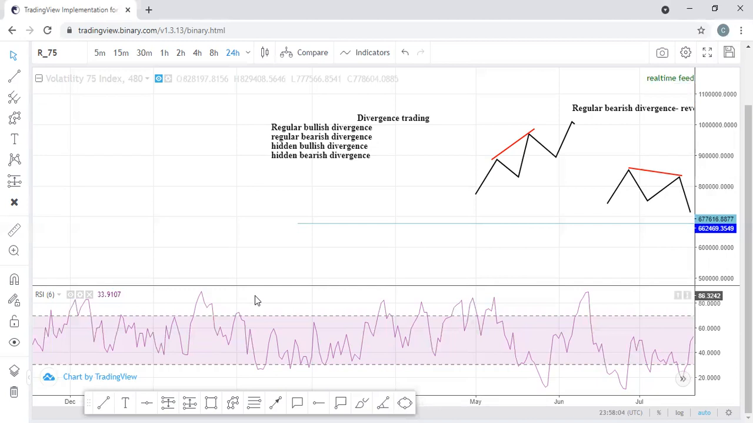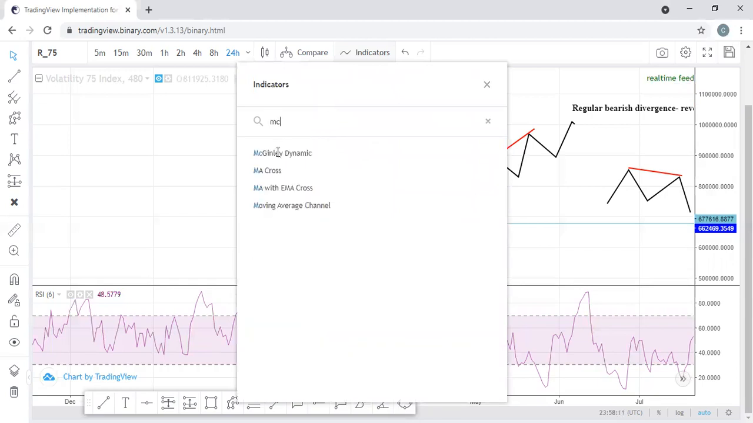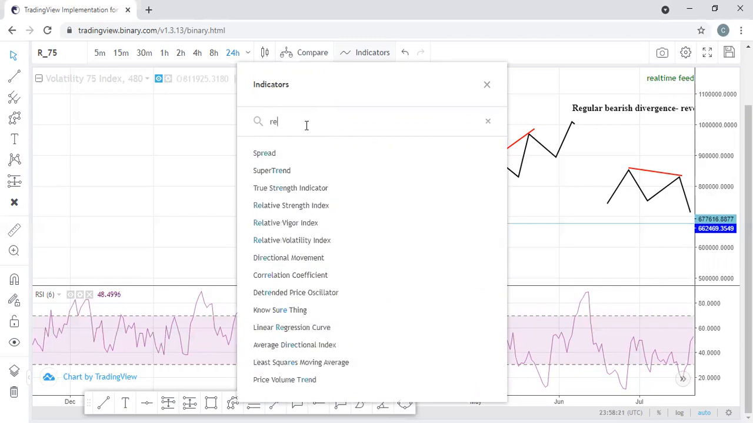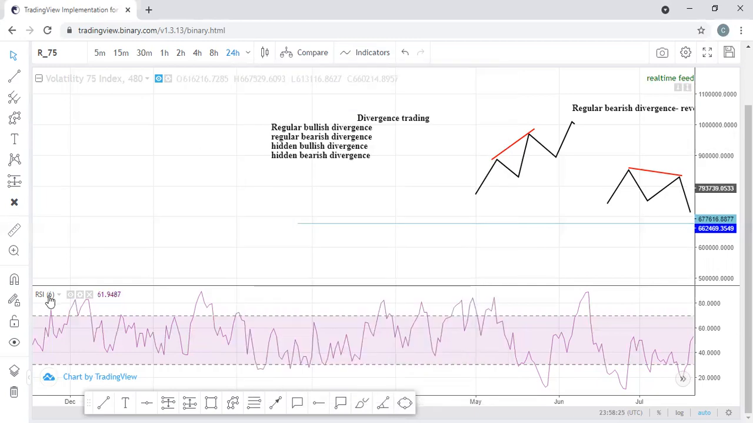And there are several indicators for checking divergence. There are basically two I recommend. You can use the MACD for checking your divergence, or you can use the relative strength index. This is what I use most often, the relative strength index, and I set my period to 6, RSI 6. That's what I use to check my divergence. You can use the MACD or whatever you want. Some people use the stochastics, but I prefer the relative strength index.